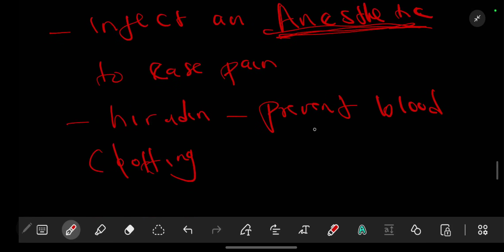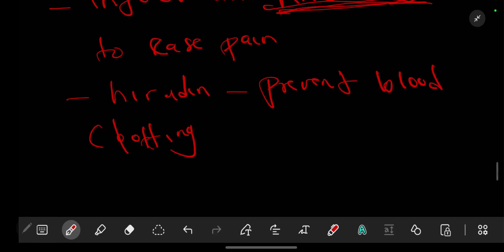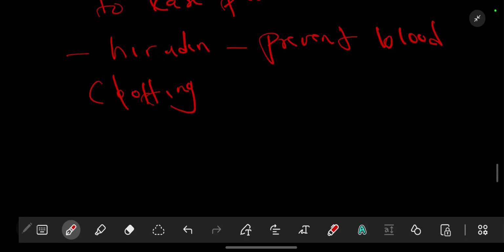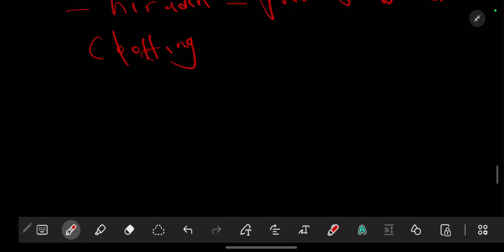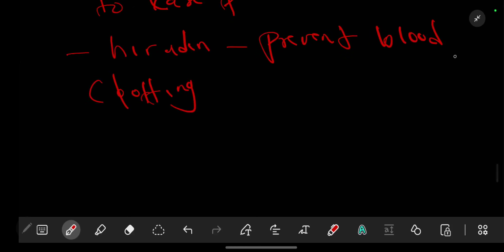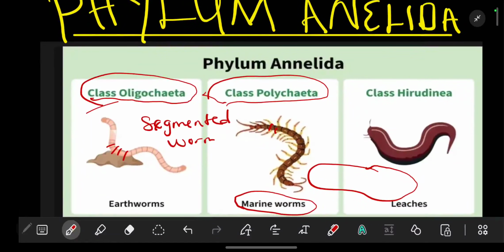Now the hirudin will be able to prevent blood clotting. Remember, if you injure yourself, a clot will be formed. So to prevent the blood from clotting, they inject an anticoagulant. An anticoagulant is just something that prevents coagulation, or rather prevents blood clotting. So that is basically it for the subclass Hirudinea. That's that for this video. We have looked at the class Oligochaeta, class Polychaeta, and Hirudinea.